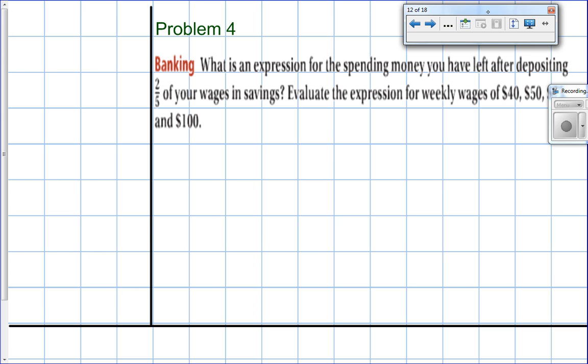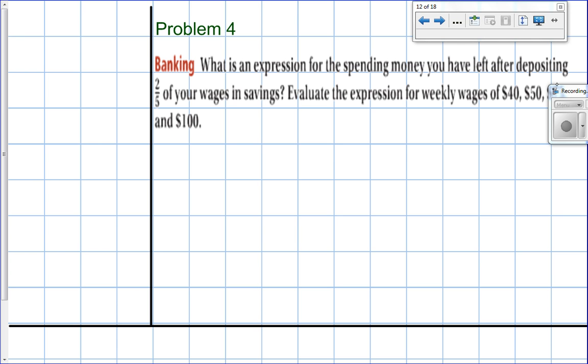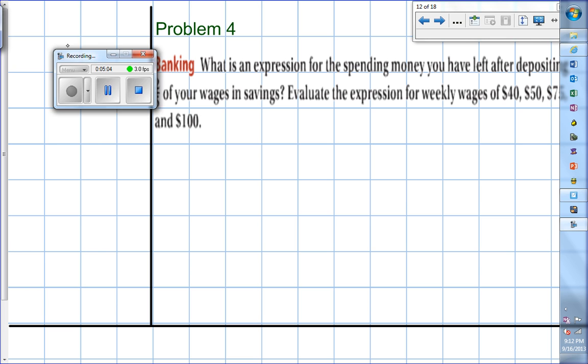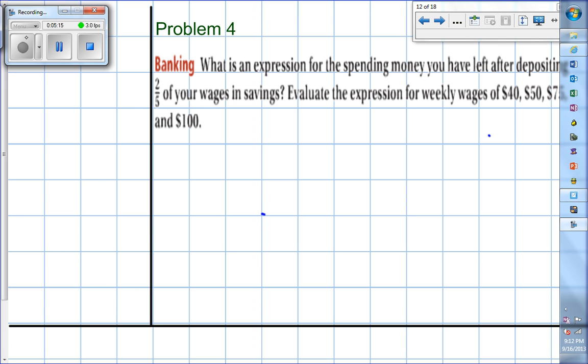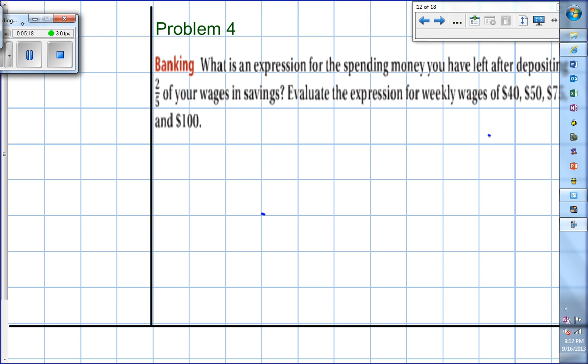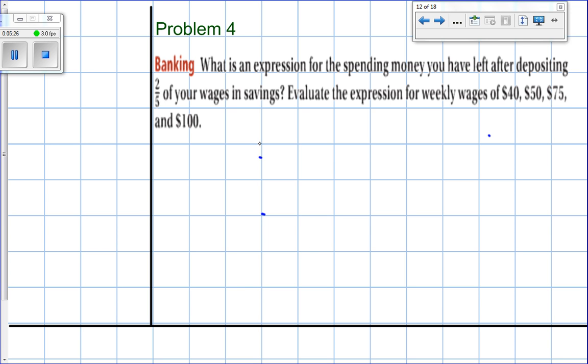Now for problem 4, this is a story problem. Go ahead and take a second and copy down the whole story problem in your notebook. Hit the pause button as you copy it down, and then when you're ready, you can hit the play button again. Okay, this problem says, what's an expression for the spending money that you have left after depositing 2/5 of your wages into savings? So really the first step in solving this problem is to figure out what is the expression.